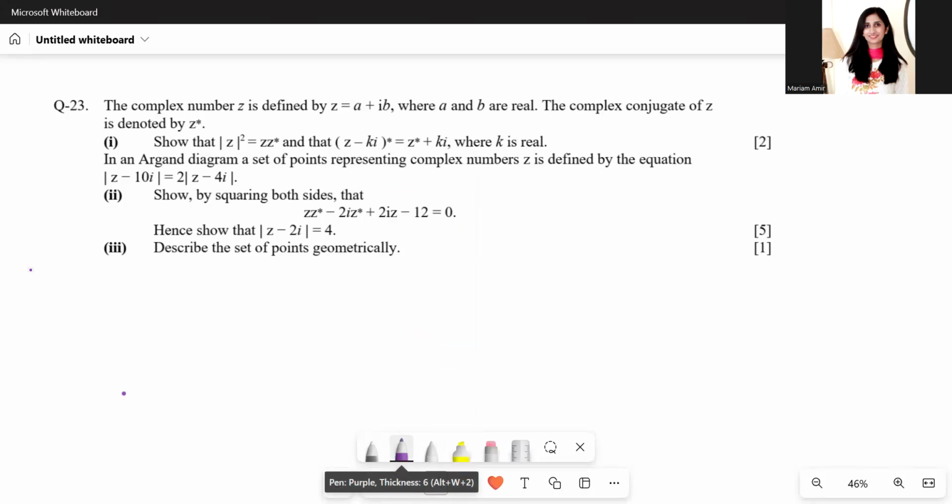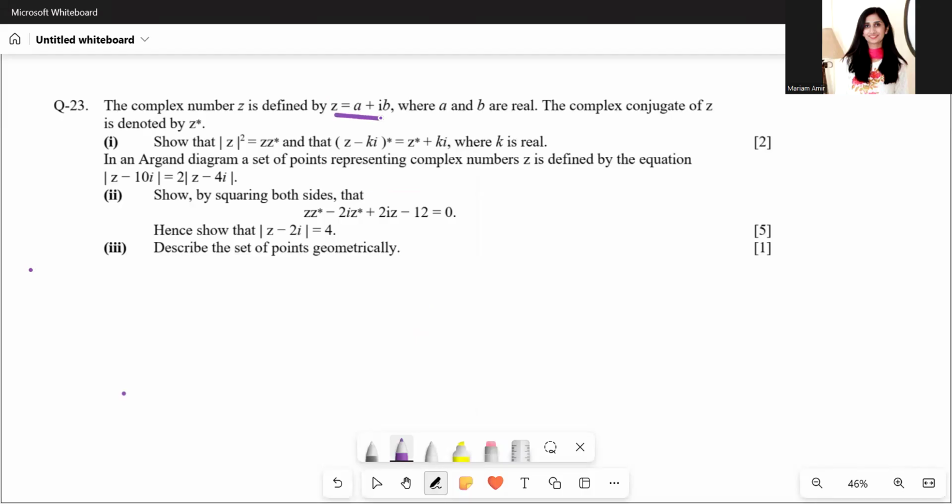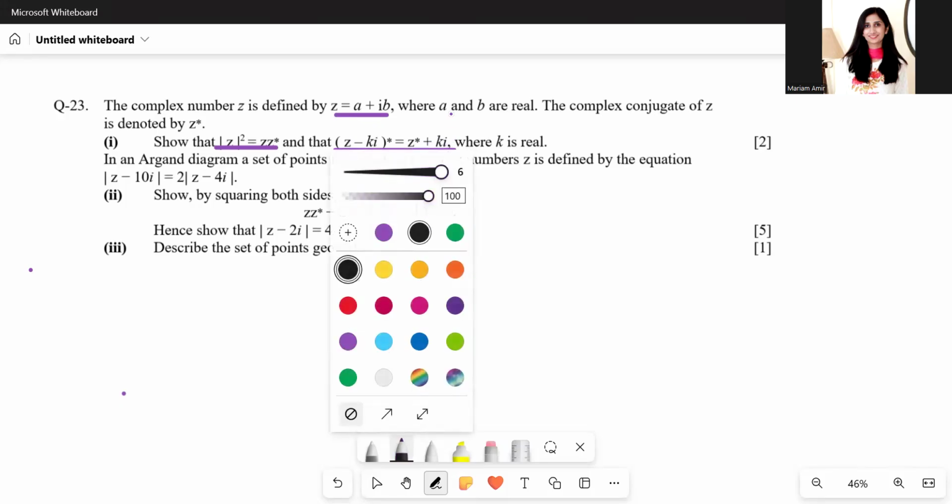The complex number z is defined by z equals a plus ib, where a and b are real. The complex number z conjugate is denoted by z conjugate. Show that modulus of z whole squared equals z times z conjugate, and that z minus ki whole conjugate equals z conjugate plus ki. All right, let's get started.